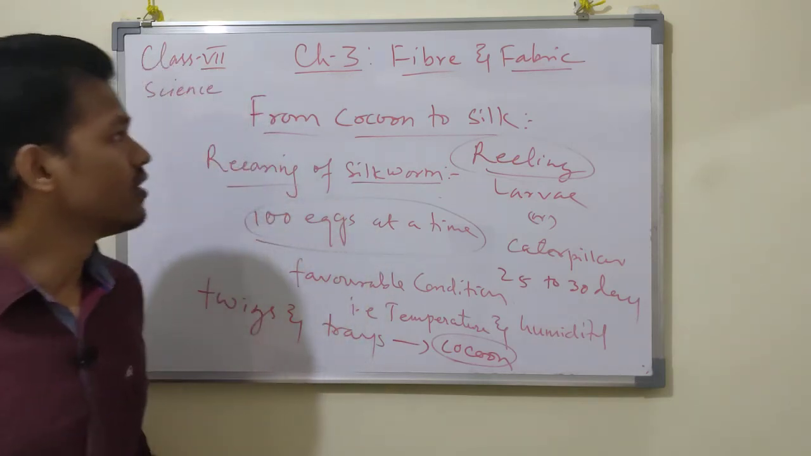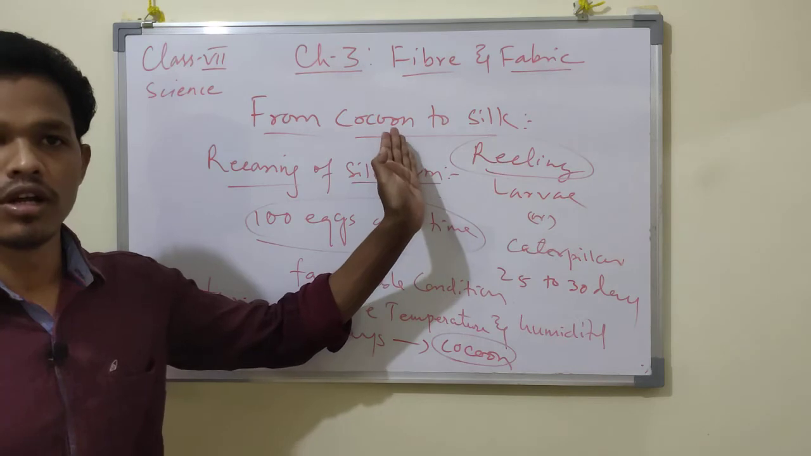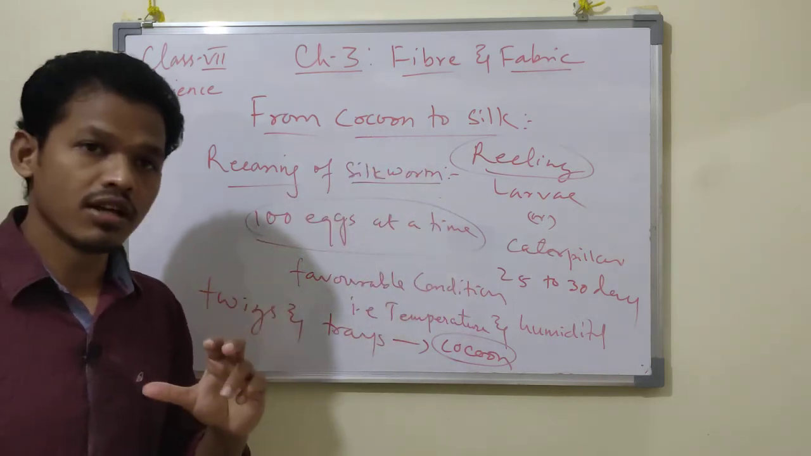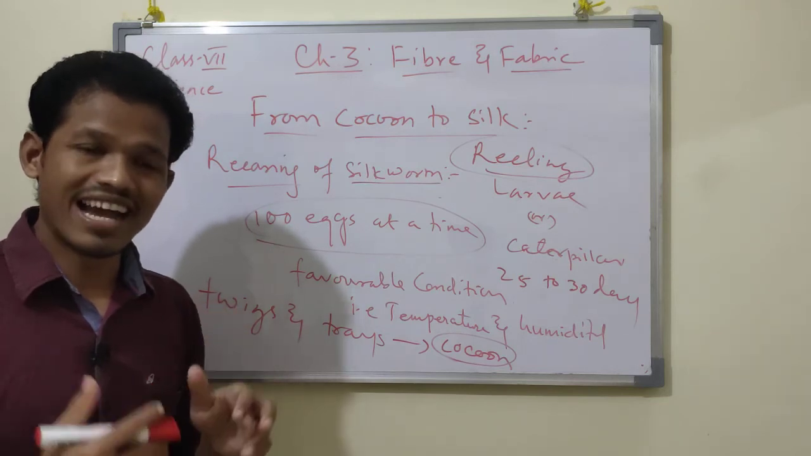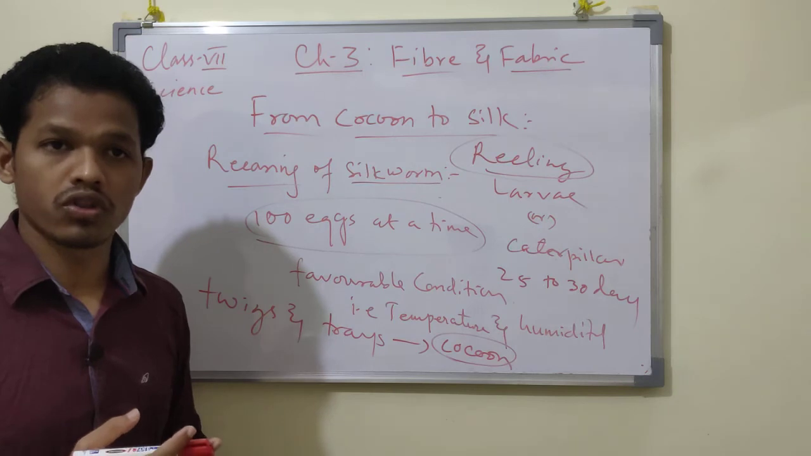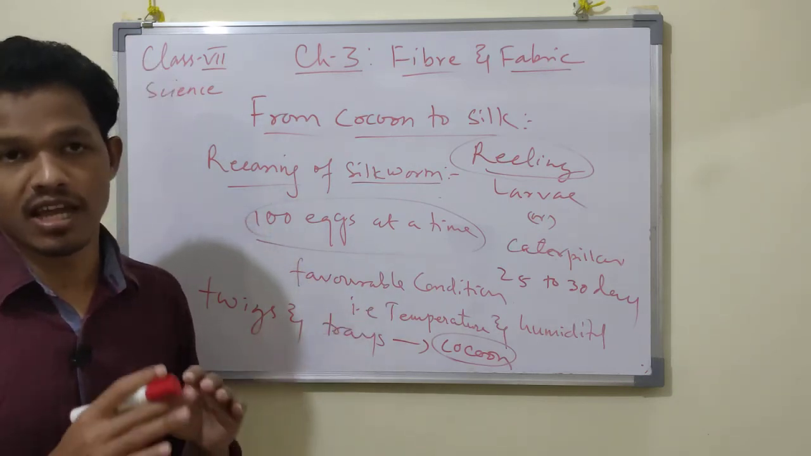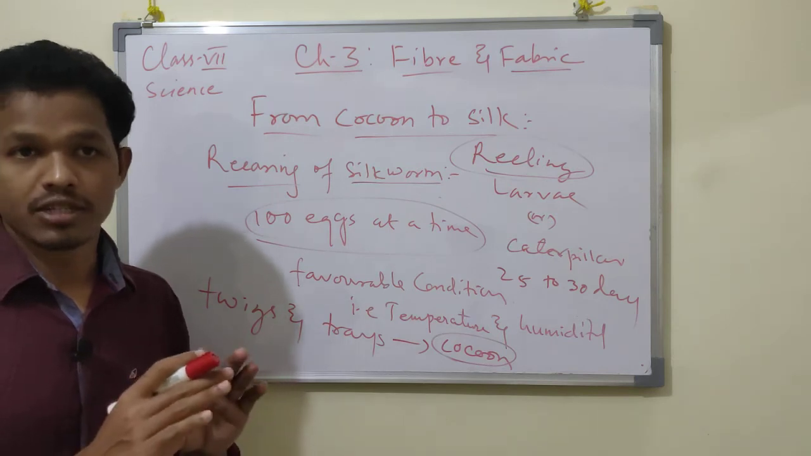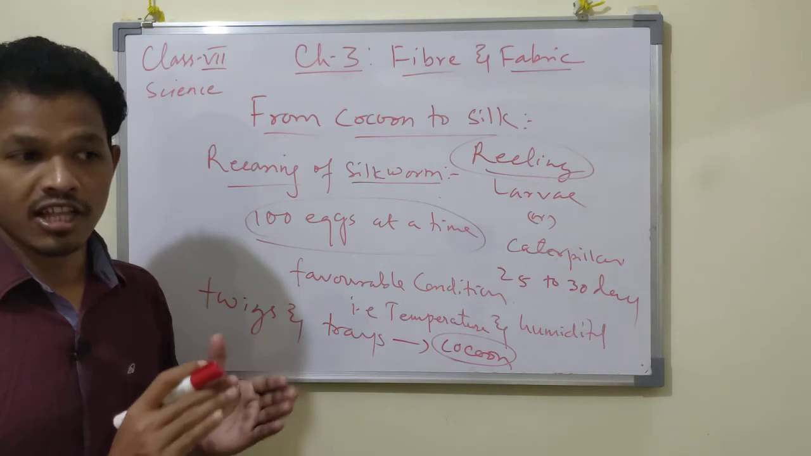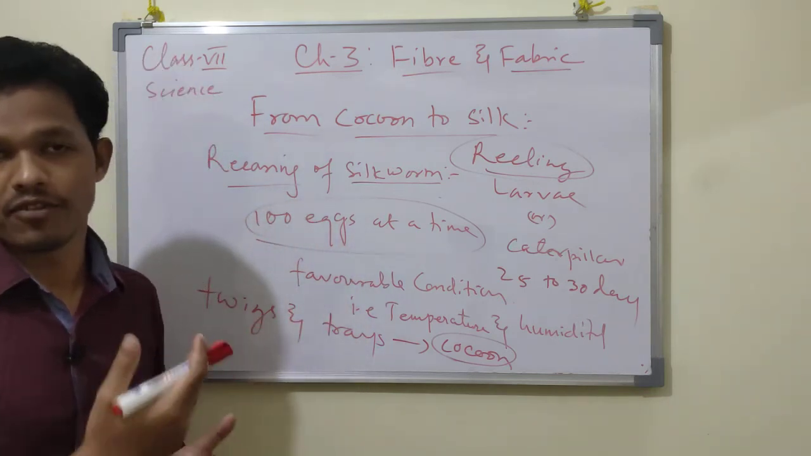So this is how silk is obtained from cocoons. Got it now? The first step is the reeling of silk. The silk moth lays hundreds of eggs at a time, and these are collected on a strip of paper or cloth and given to the silkworm farmers. The farmers keep them in a hygienic, favorable condition of temperature and humidity, so that the eggs hatch into larvae.